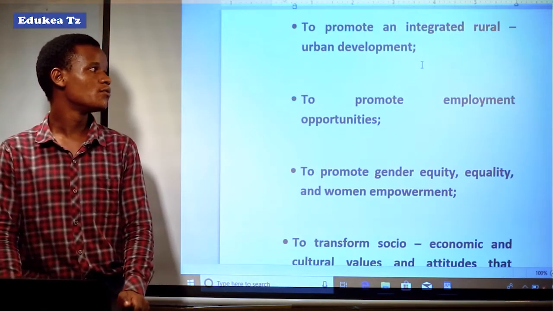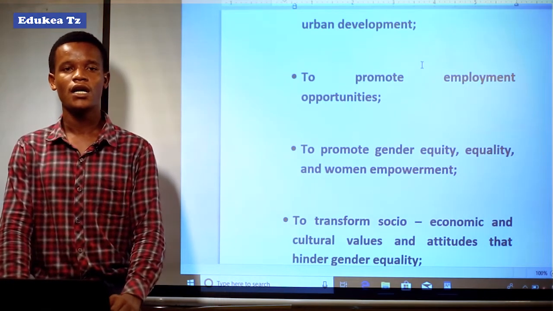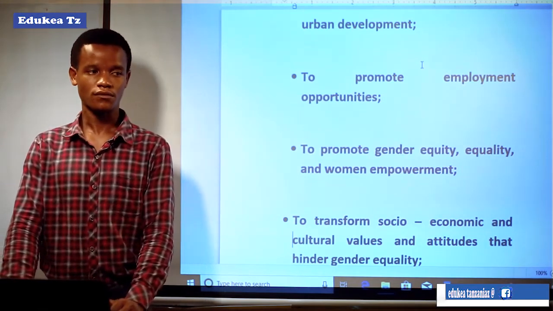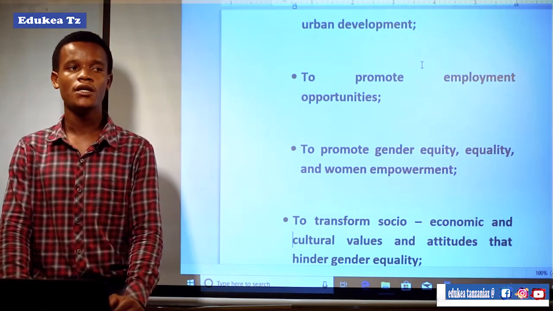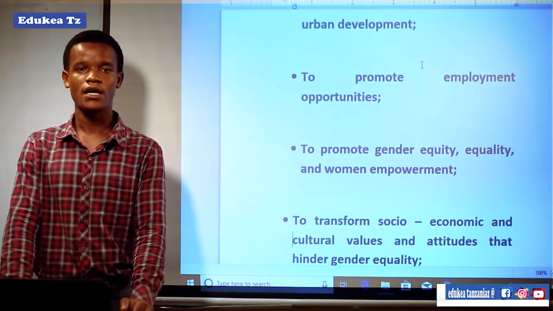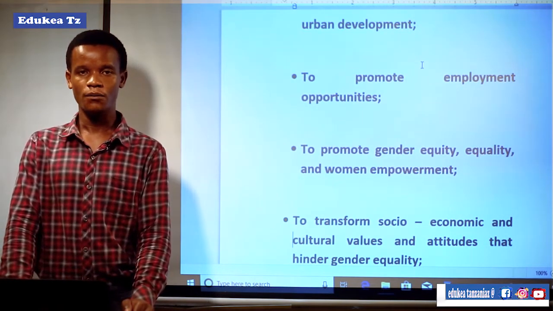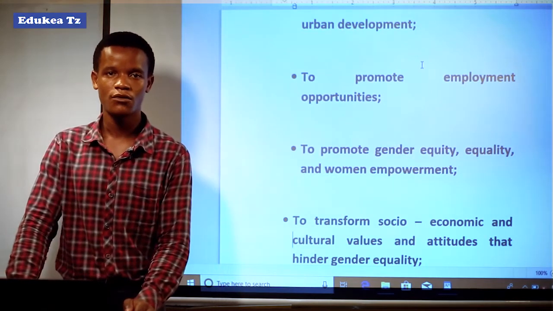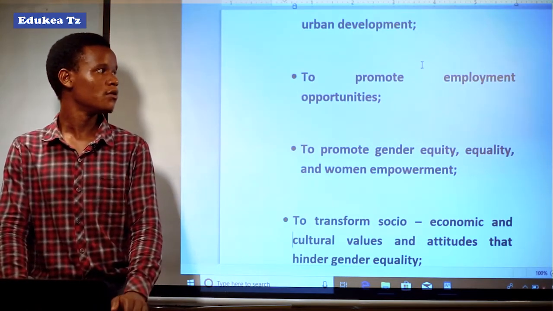Another objective is to promote employment opportunities. As we said, if a place has a large number of people compared to the available resources, it will possibly cause problems. Many people will be unemployed and hence engage in different activities like crimes, prostitution, and so on. If the population is large compared to the available resources, automatically a large number of unemployed people will occur.